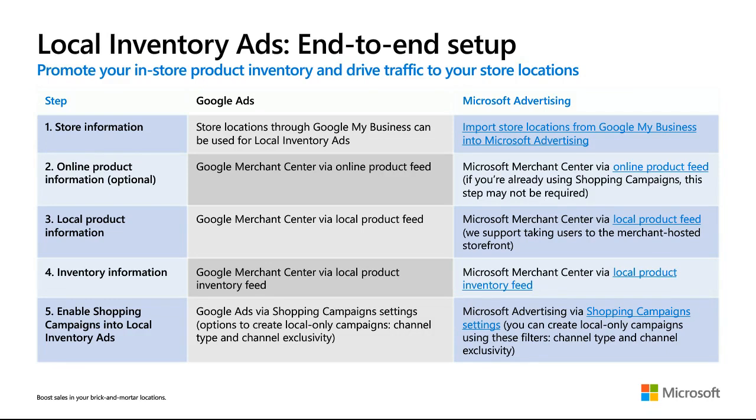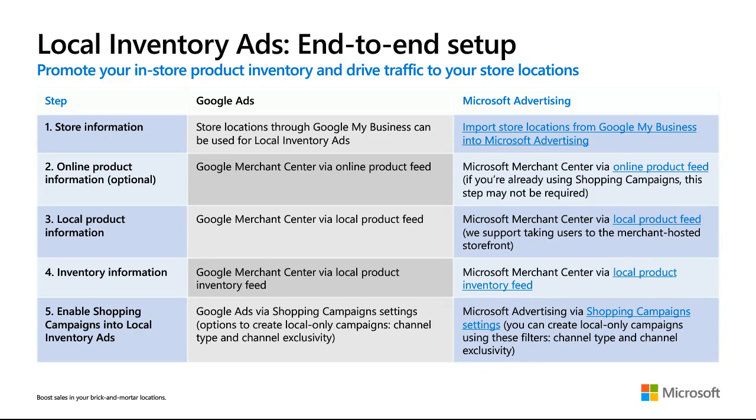Next, the local products inventory feed is needed for the list of products that you sell in each store. There is also a feed called the Local Products Inventory Update feed. This feed is just used for frequently changing details like price and quantity. Now, the final step is to enable shopping campaigns for local inventory ads. You can do this by going into campaign settings and simply checking the Enable Local Inventory Ads box.